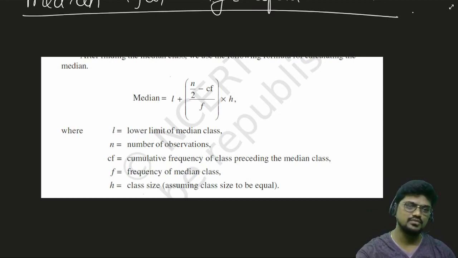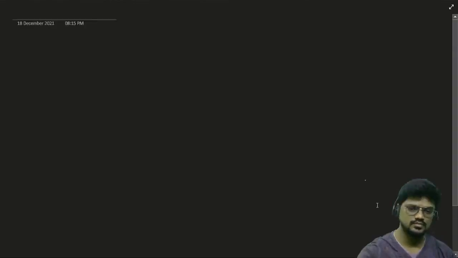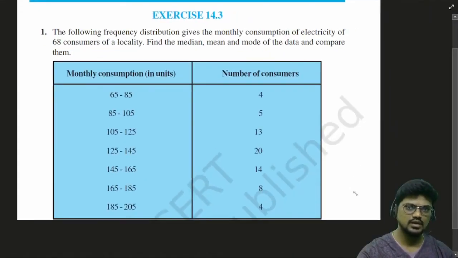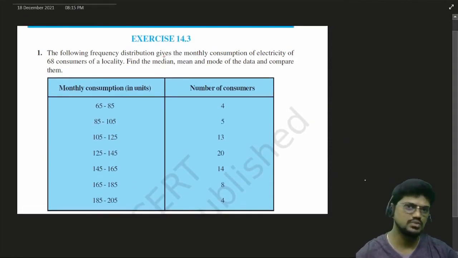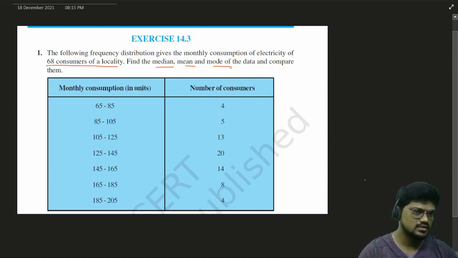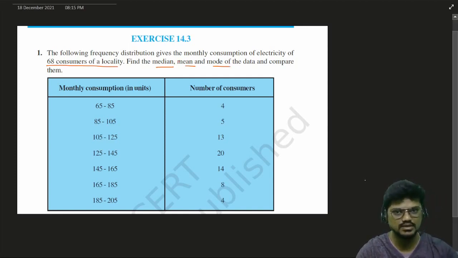Let's take the example from the exercise. Over here in this question, they have said: the following frequency distribution gives the monthly consumption of electricity of 68 consumers of a locality. Find the median, mean, and mode of the data and compare them. We know how to find the mean and mode, right? So I will not be doing that in this question. We'll be finding only the median.